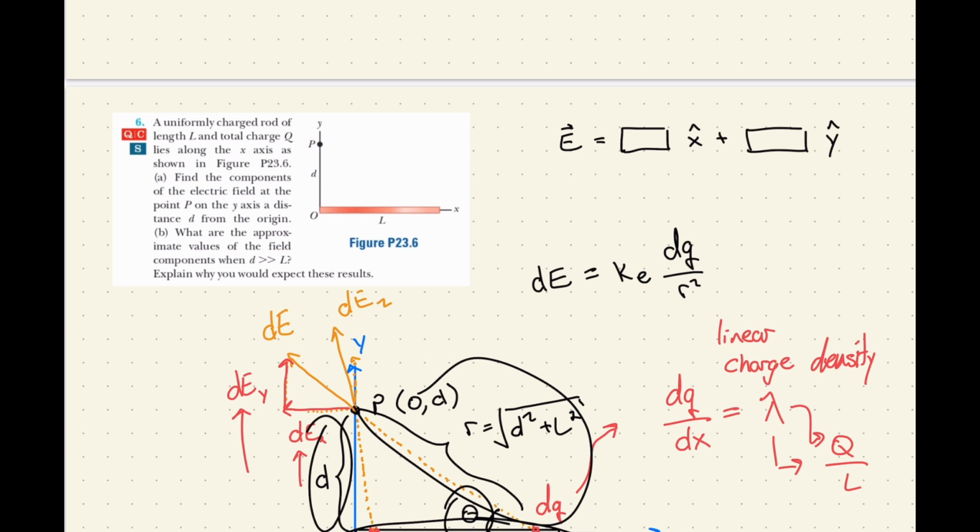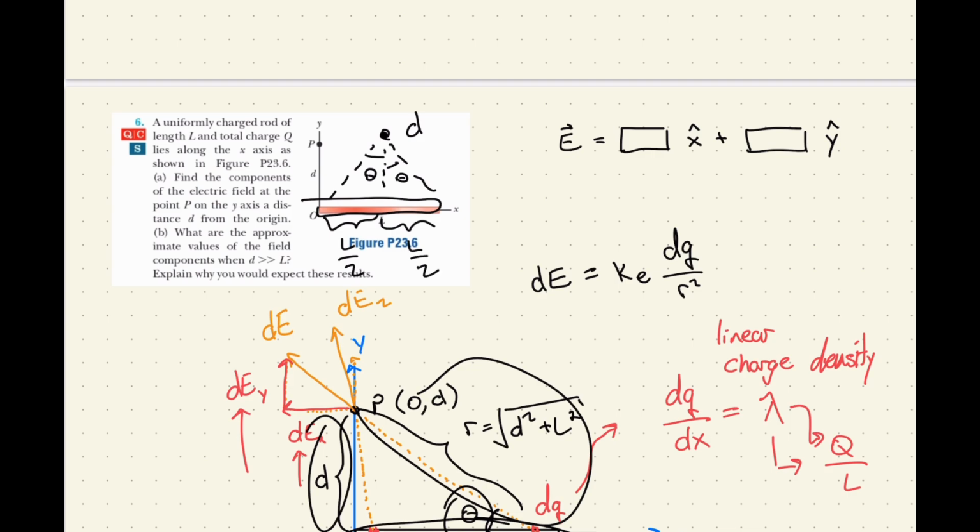Next problem we are going to do is calculating the electric field of a charged rod like this, a distance D from the center. So it is going to be a symmetric scenario here with this theta equaling this theta, or a distance L over 2 and L over 2.